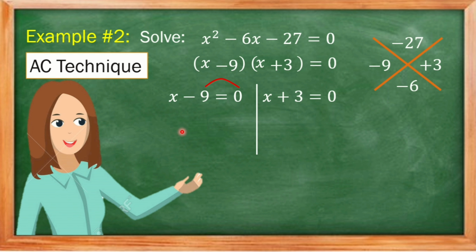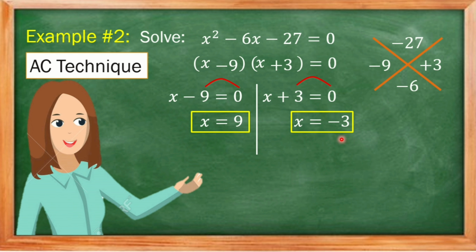Pag transpose natin ang negative 9 sa right side, matitira na lang dito sa left side ay x. Tapos, from negative, magiging positive 9 na siya. So, yan yung unang solution natin. And, yung pangalawa naman natin, ganun din, i-isolate lang natin yung value ng x dito sa left side. Then, i-transpose natin yung positive 3 dito sa kabilang side ng equation. So, magiging x is equals to negative 3. So, yan yung pangalawang solution natin.